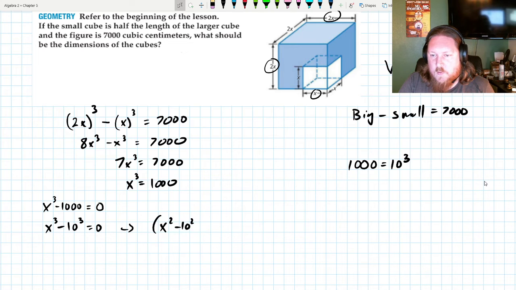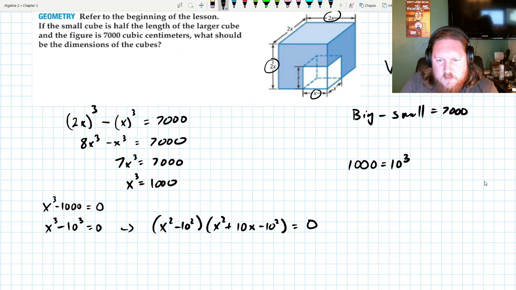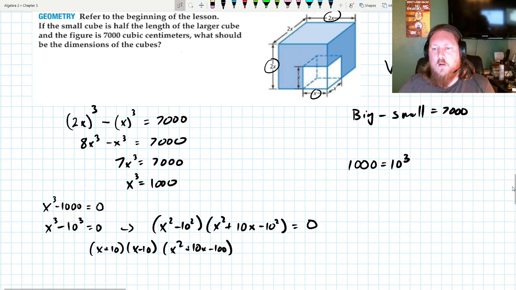x squared minus 10 squared times x squared plus 10 times x, minus 10 squared equals 0. So the way this works, well, I could factor it a little bit more, can't I? Let's factor it more, because here I have a difference of 2 squares. So let's take x plus 10 times x minus 10 times x squared plus 10x minus 100. I'll just make it 100 right now. All of that equals 0.